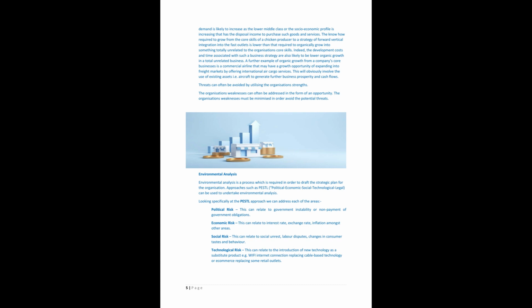Political risks might involve government instability or unpaid obligations. Economic risks include changes in interest rates, exchange rates, or inflation. Social risks cover issues like social unrest, labor disputes, or shifting consumer preferences. Technological risks arise when new technologies replace old ones. For instance, Wi-Fi taking over from cable internet or e-commerce, reducing the need for physical stores. Considering all these factors helps a business anticipate challenges and plan accordingly.